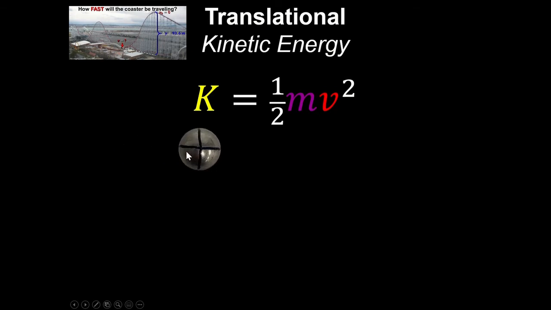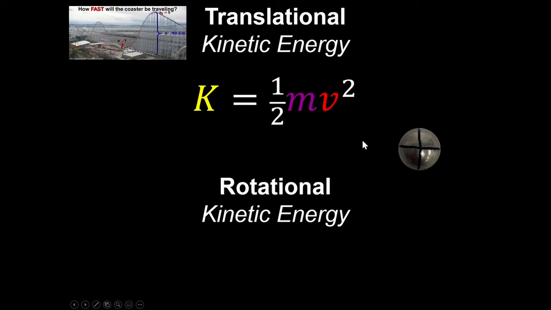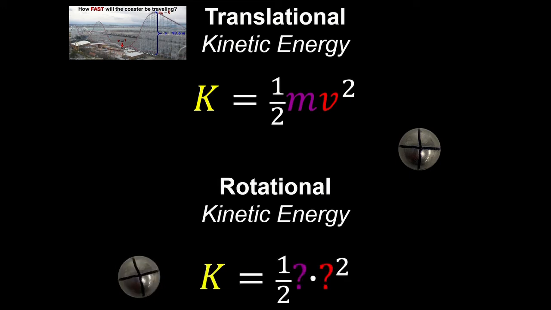But was the ball just moving like that? Or was it moving in a rotational sense as well? Okay, that ball was rotating quite fast, I might add. And that is another form of kinetic energy. We're going to call it rotational kinetic energy.